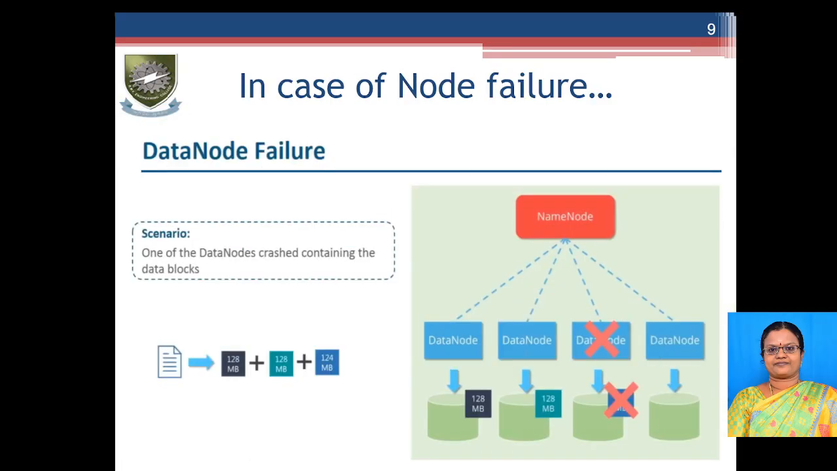So we have one question here. In case of a node failure, what will happen? For example, this third slave, which is of 124 MB, has a failure. So what will happen to the information which is available in that 124 MB? The scenario is that one of the data nodes containing the data blocks has crashed.